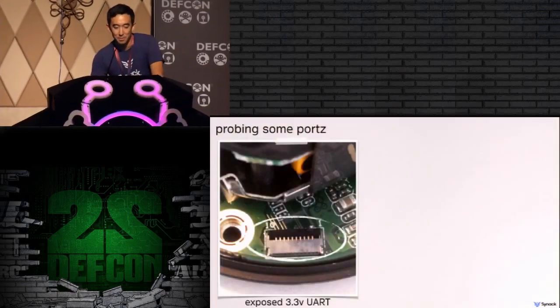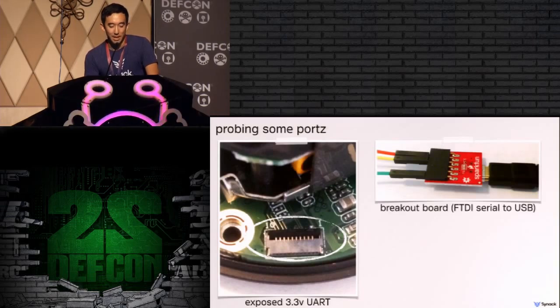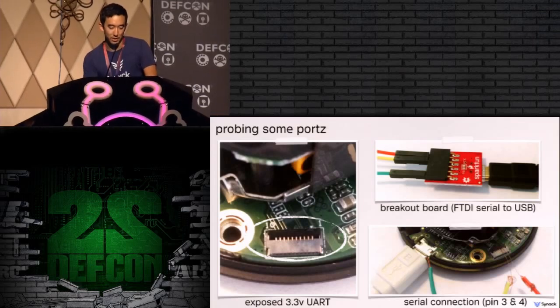Conveniently, DropCam left us this mysterious header right here. Probing around revealed what looked like a 3.3 volt UART on there. So we hooked it up to the FTDI serial to USB connector that you guys are all familiar with. And here's a little photo showing our ground connection and transmit and receive on pins 3 and 4 respectively, if you guys want to try this at home.